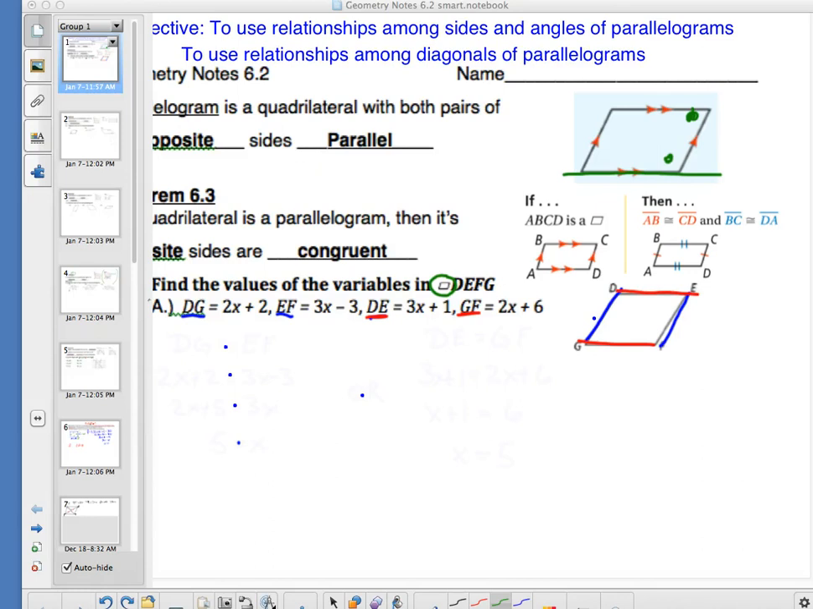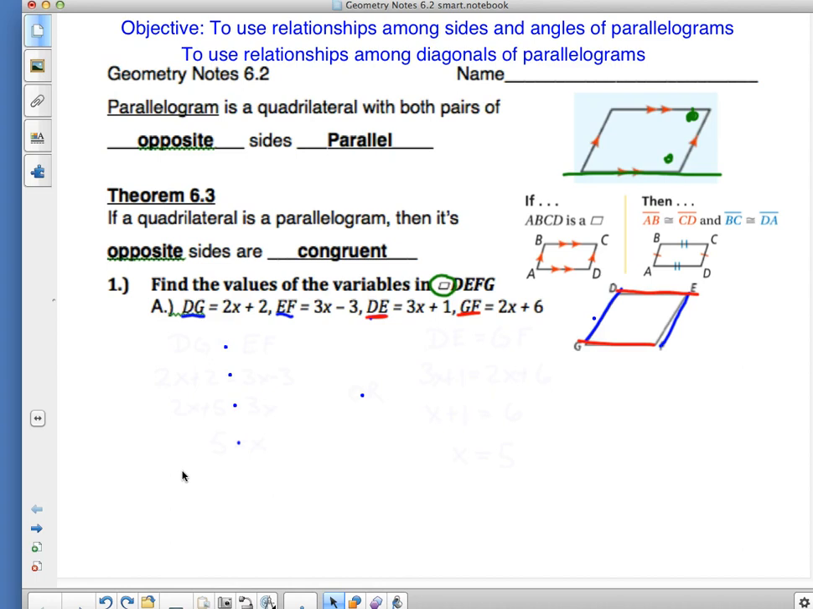Whatever the page on. We are in our notes. We're on page 5. Wow, already we're on page 5. Holy cats, we're moving along real quick. Okay, so today we're looking at 6.2, and we're working with properties of parallelograms.